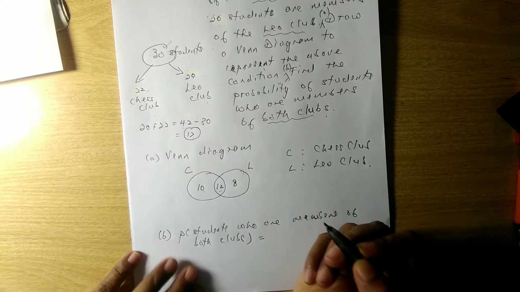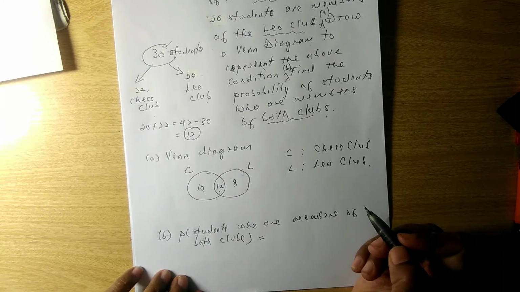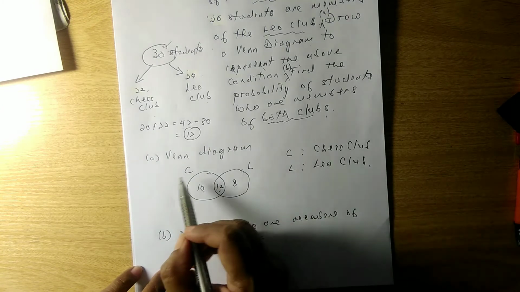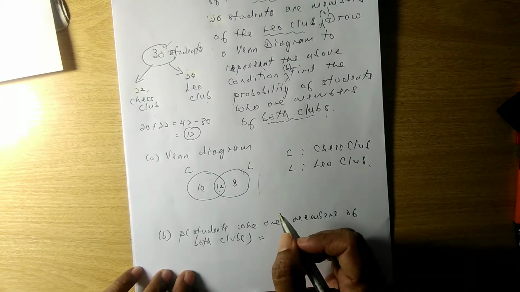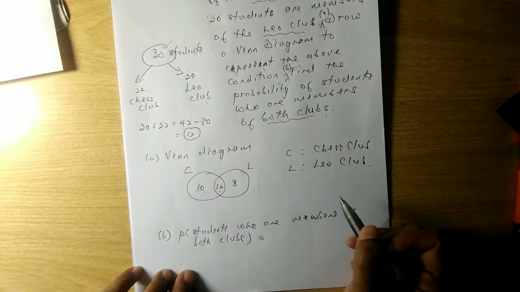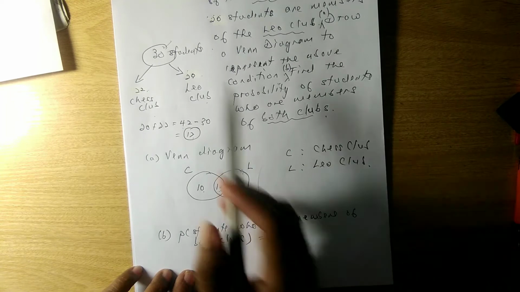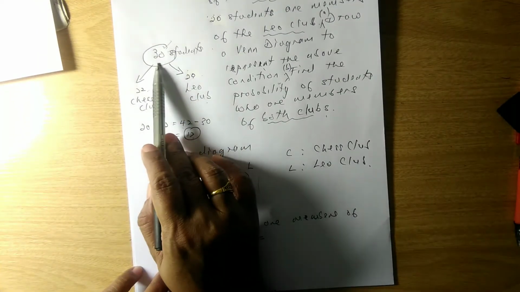We do not have to have that rectangle outside that represents the universal set. Why? Because here the total is only 30 members and all of them are members of these two clubs. So there's nobody outside the chess or the Leo club.